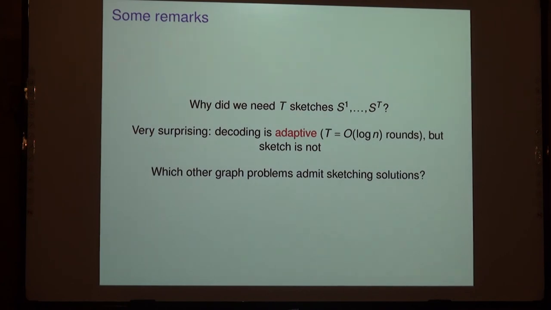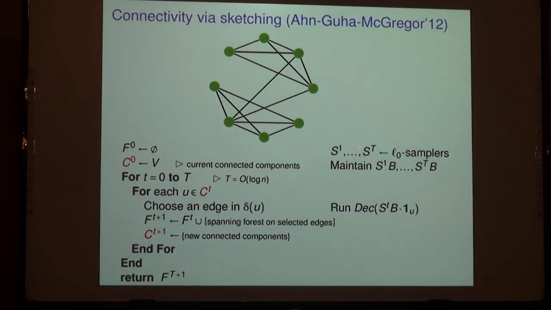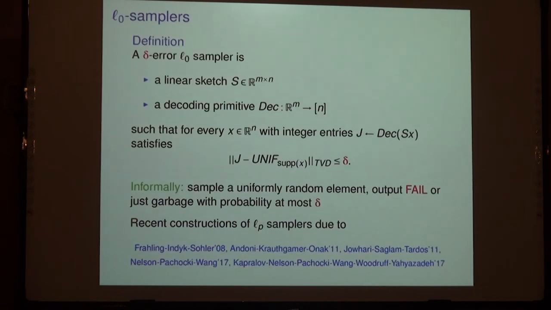Okay, so one question: why did we need t sketches? Here I said that we're running for t steps and we'll prepare t sketches. Why couldn't I have used one sketch S? It's a somewhat subtle point. But this comes from the following.